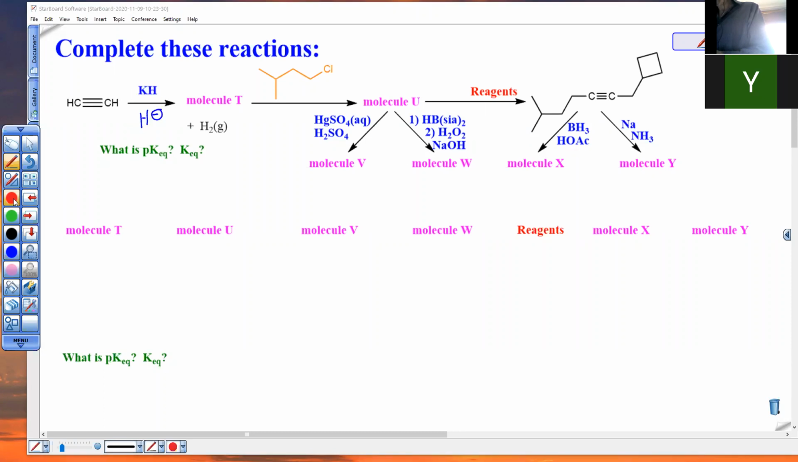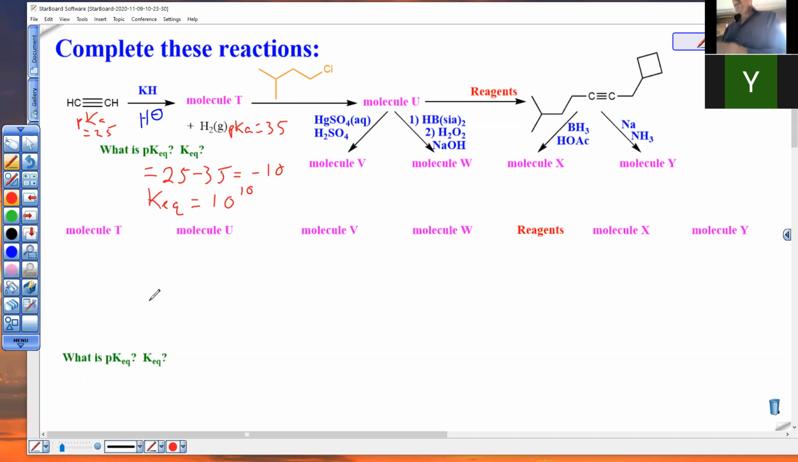So we're taking a pKa that was 25 and making a molecule with a pKa of 35. pKeq is 25 minus 35 equals negative 10. Keq equals 10 to the 10. Definitely a good yield. You're going to get 10 to the power of 10 of these for every one of those. That's what that ratio is.